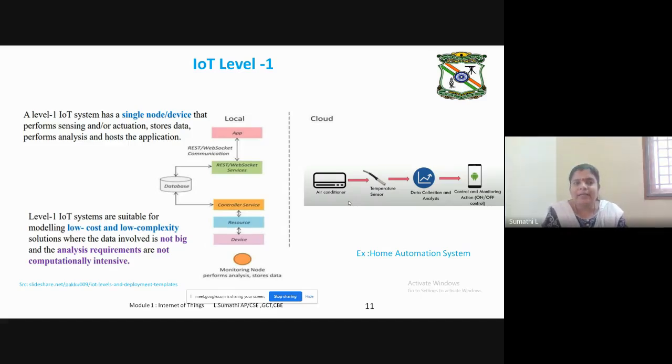So in the first level of IoT deployment, you will not use any cloud. You will do the data collection and analysis, everything on the local side, and only for communication you will use your internet.